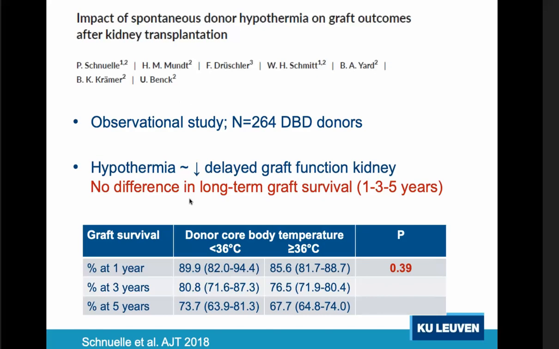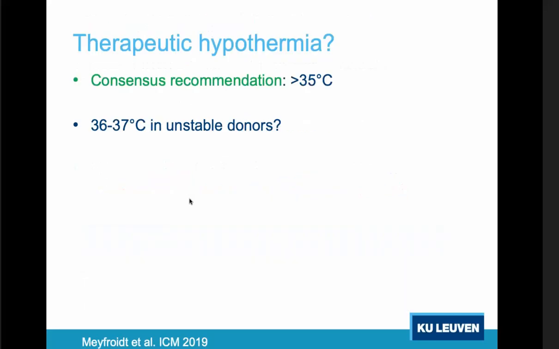So based on this observational study, the critiques on the RCT and the fear of hypothermia-related complications, consensus recommendations still recommend rather to aim at temperatures above 35 degrees Celsius, and maybe even higher temperatures in unstable donors.